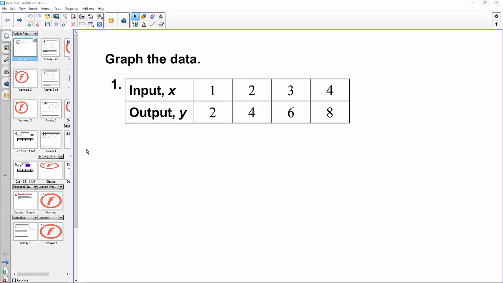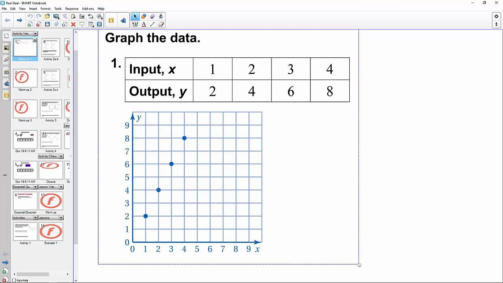All right, so this video is going to focus on 6.5. If I look here, it says graph the data first of all. So you have your x and you have your y, and you start graphing it out. And we have this linear graph.